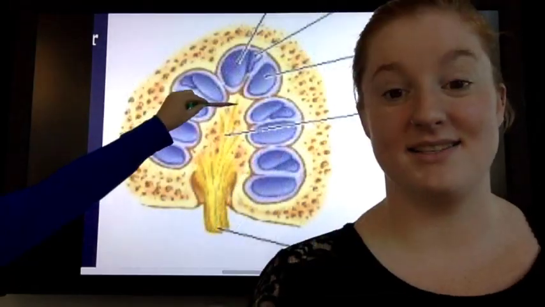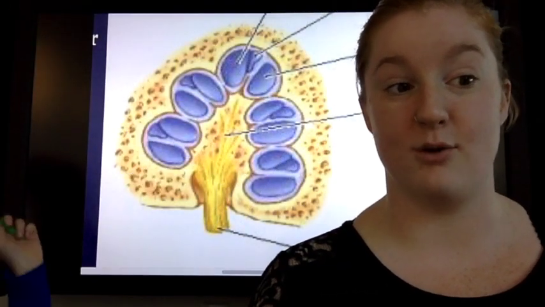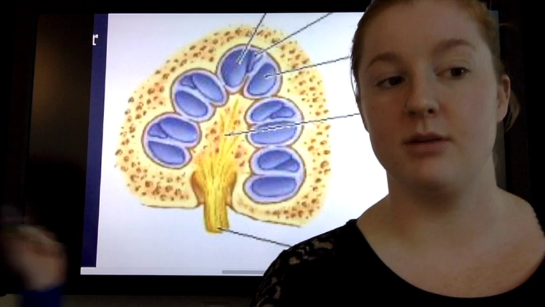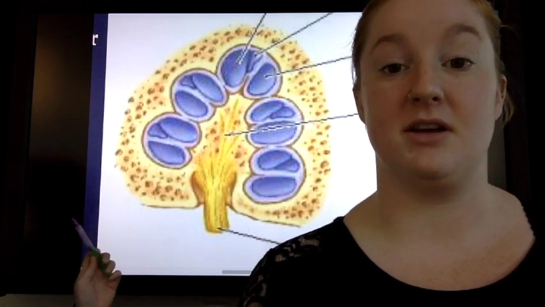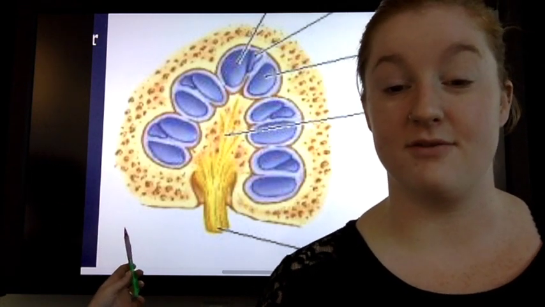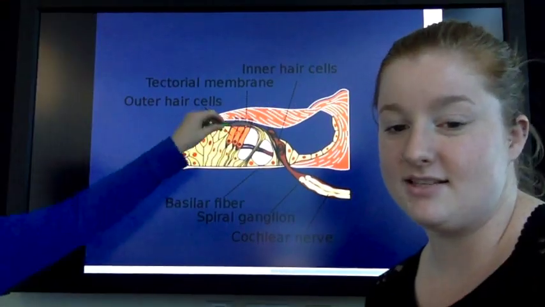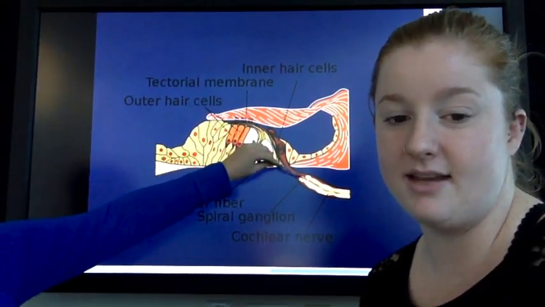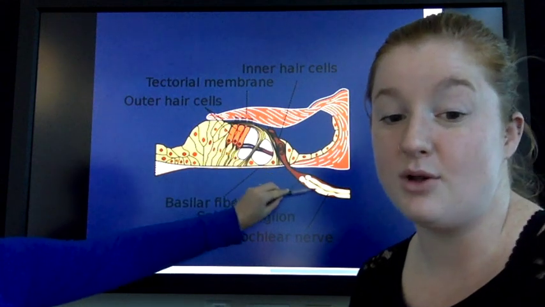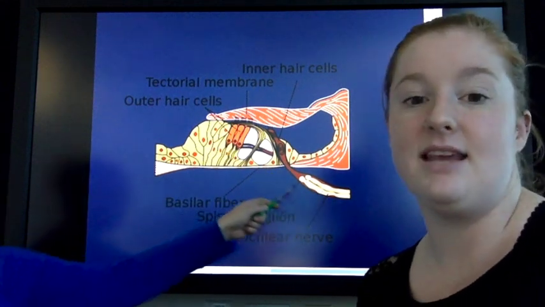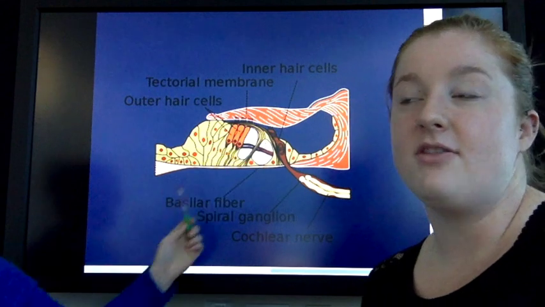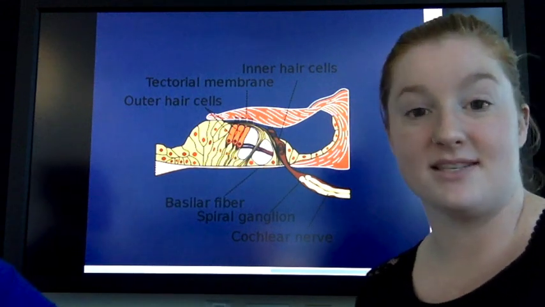This is the modiolus. It's the central core of the cochlea. Blood and the cochlear portion of the eighth cranial nerve, which is also the vestibulocochlear nerve, enter through the modiolus. The inner hair cell connects to the spiral ganglion, which attaches to the vestibulocochlear nerve, which is housed in the internal auditory meatus. The internal auditory meatus also houses the facial nerve.